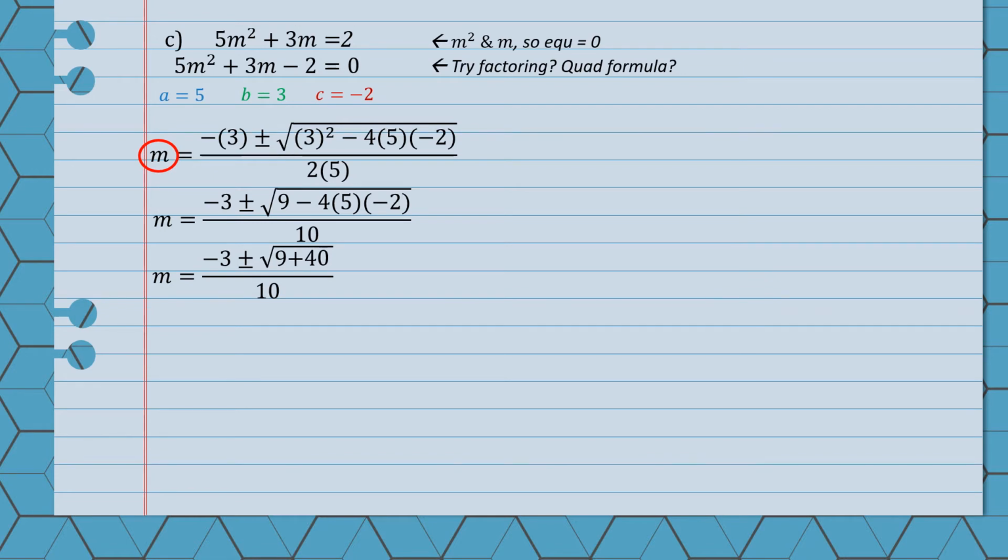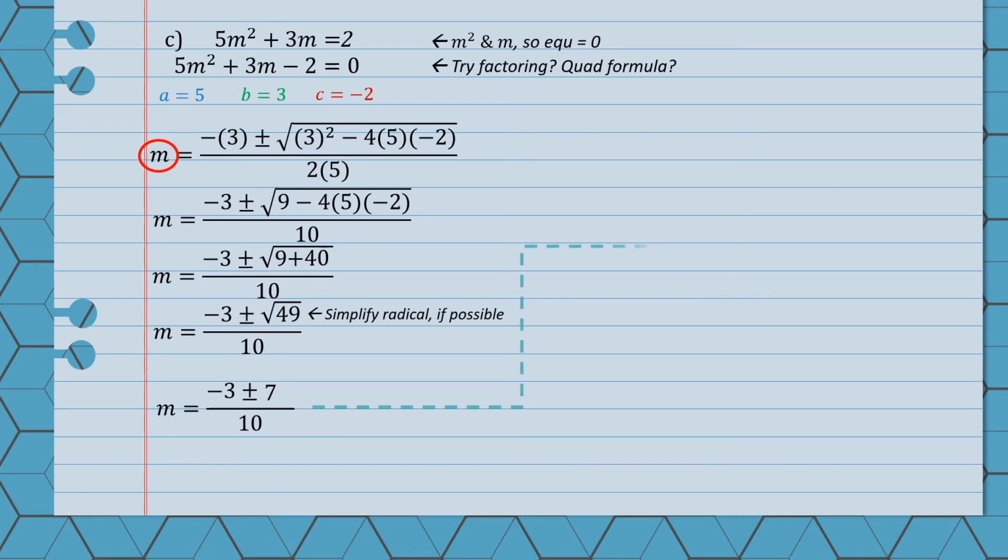Again, under the radical, 9 plus 40 combines to give us square root 49. Since we've simplified everything under the radical, now we want to simplify the radical itself. You may recognize the square root of 49 is actually 7. And so this has simplified to -3 plus or minus 7, still all over 10.